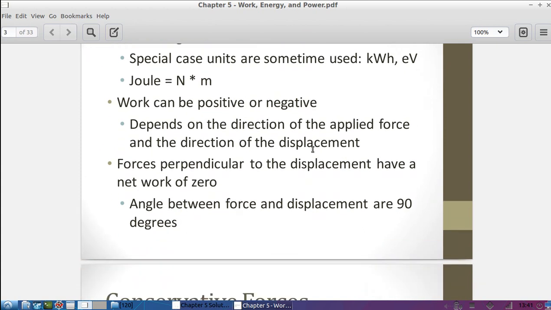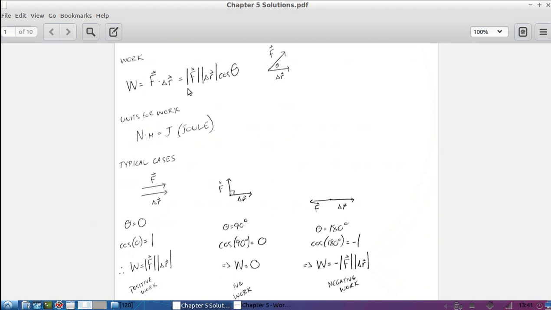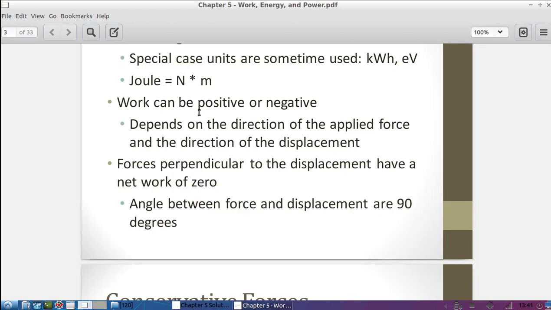Okay. Now work can be positive or negative. Work is a scalar, right? See how it's a magnitude times a magnitude times a trig function? This is a scalar. It doesn't have a direction anymore. Okay, so work is a scalar quantity. Joule is a unit of energy, right? Energy is a scalar. It doesn't have direction. But it can be positive or negative. Right? This depends on the relationship between the applied force direction and the displacement direction.